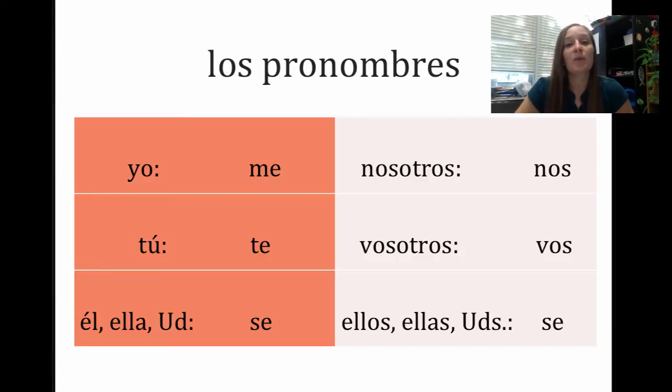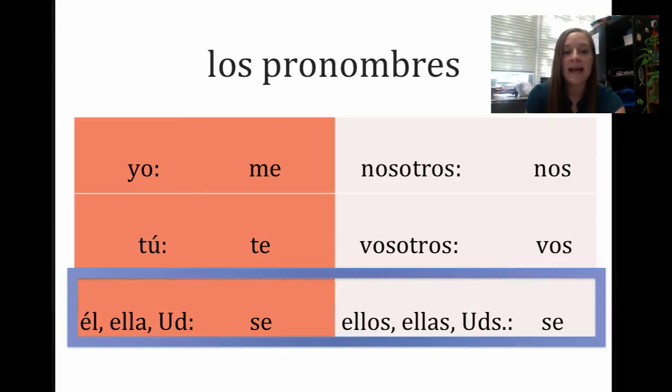These are los pronombres para los verbos reflexivos. For the yo form, me; tú, te; él, ella, usted, se; nosotros, nos; vosotros, os; ellos, ellas, ustedes, se. Now you'll notice that the él, ella, usted form and ellas, ellos, ustedes forms have the same pronoun, se. This is nice, just makes it easier in that you only have to remember 5 pronouns instead of 6.